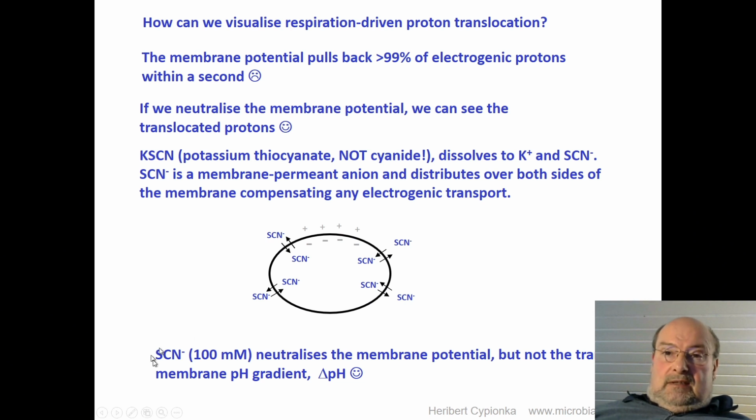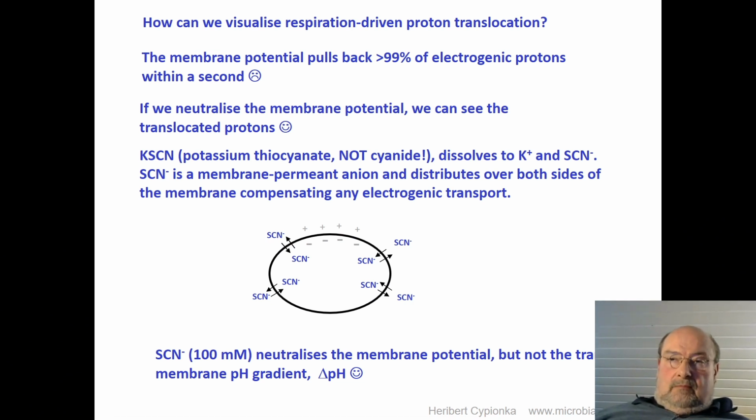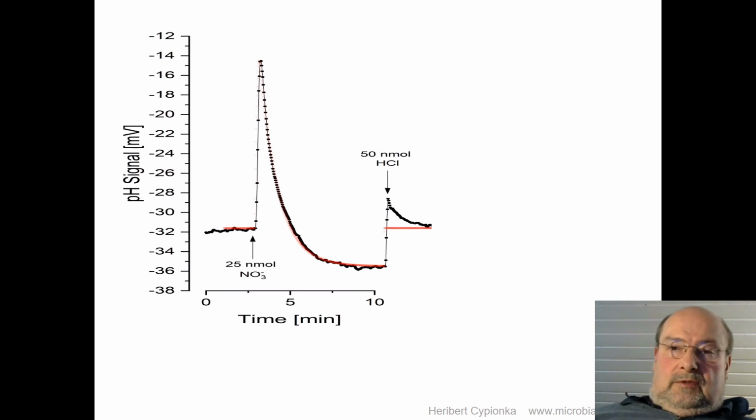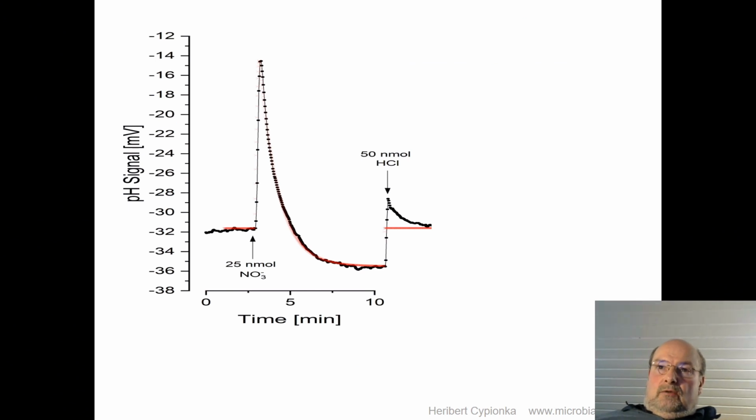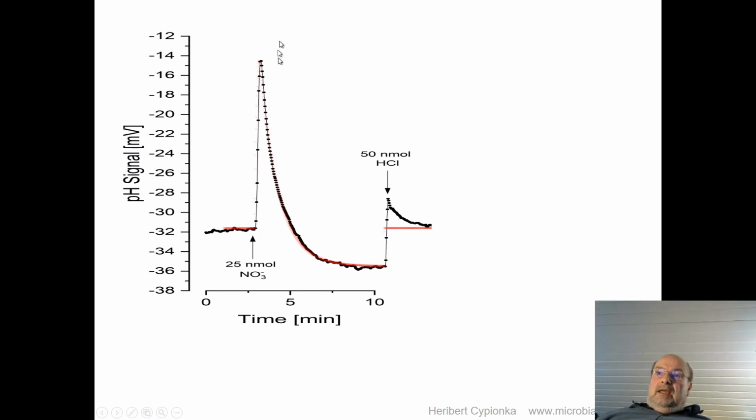And if we add this into our assays, the curves look quite different. Here is a curve taken by Jan-Ole Reese, and it's nitrate reduction in H2 saturated KCl with thiocyanate. And you see the curve looks quite different from what we had before. It's a peak upwards. And finally, there's still alkalinization, and the alkalinization is the same as before. Actually, the peak doesn't look that good.